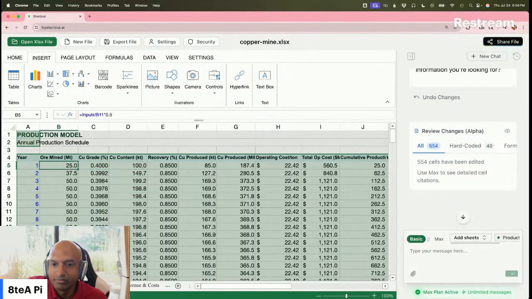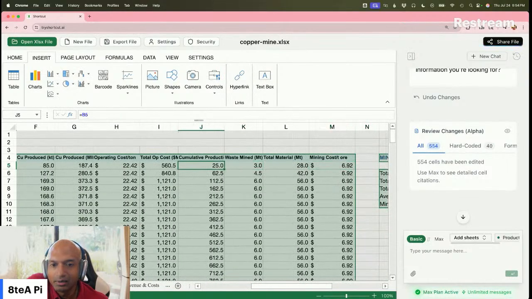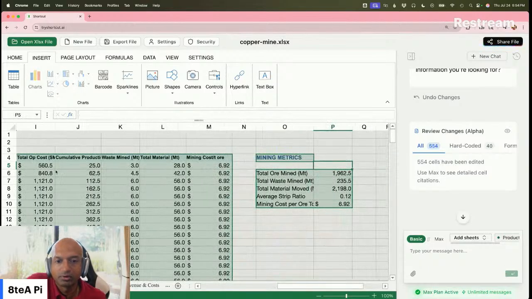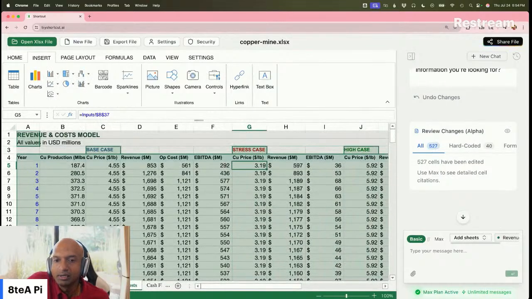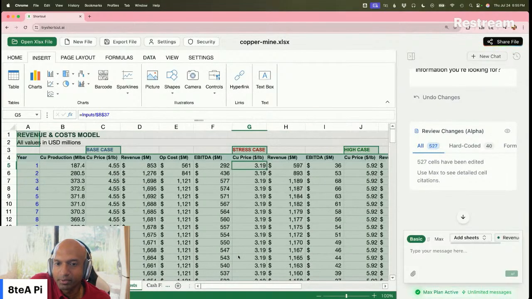All right, 25 million tons. So you get to recovery. This is the copper produced. All right, this seems feasible. Cumulative power, waste mined, total material, copper cost, mining cost. All right. Revenue and costs. It just takes the copper production, runs it through. You get a revenue, and you get the cost. You get the EBITDA. EBITDA starts to go negative at the end, probably because production starts to drop, I guess.